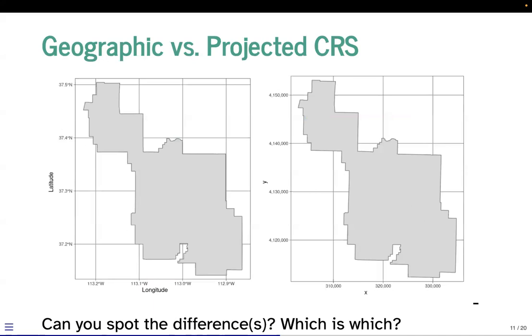Okay, so I'm showing you here a couple of examples, or maybe, I mean, it's the same location, but projected with a geographic CRS compared to a projected CRS. So geographic versus projected. And I just want to give you a second here to see if you can spot something, a difference here, or maybe a couple of differences.